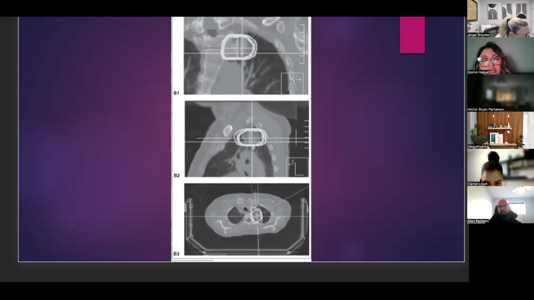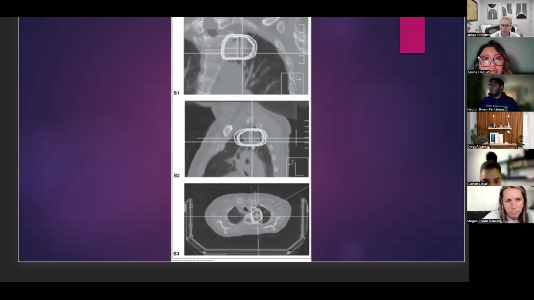Megan, would you say this is an upper lobe tumor or a lower lobe tumor? And how would you gate it? Upper lobe. Okay. Would you gate it?